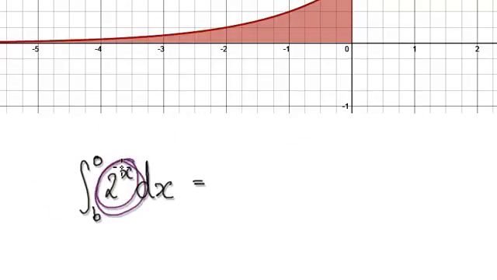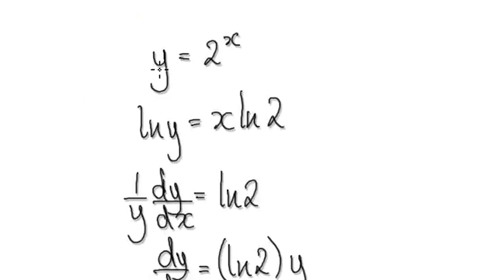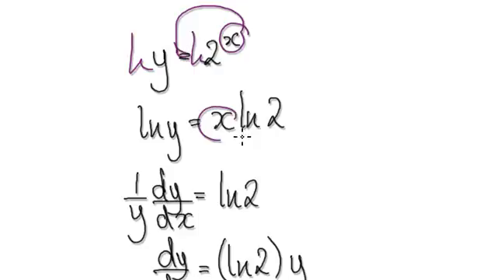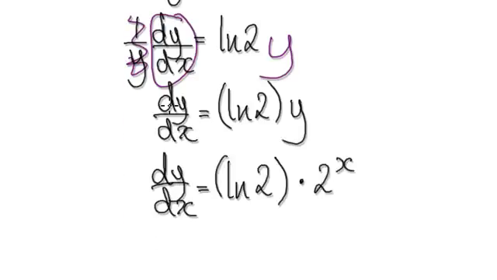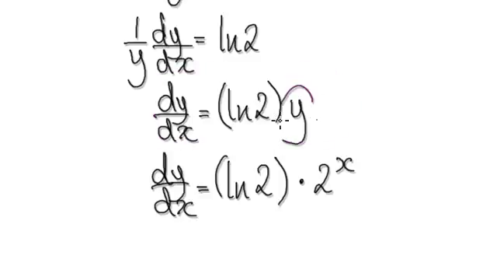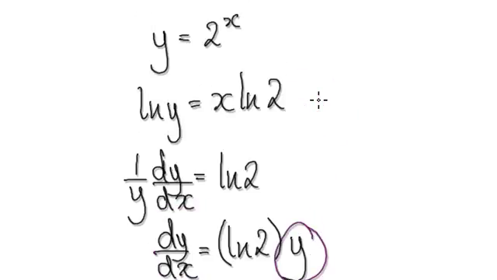So to integrate this, let's just consider y equals 2 to the power of x. If you differentiate this, take the natural log of both sides, the x comes down here, that will then give you this. Now you want dy by dx on its own, so times both sides by y, and that will then give you this thing here. So from here, you don't want this y here, so you would revert back.